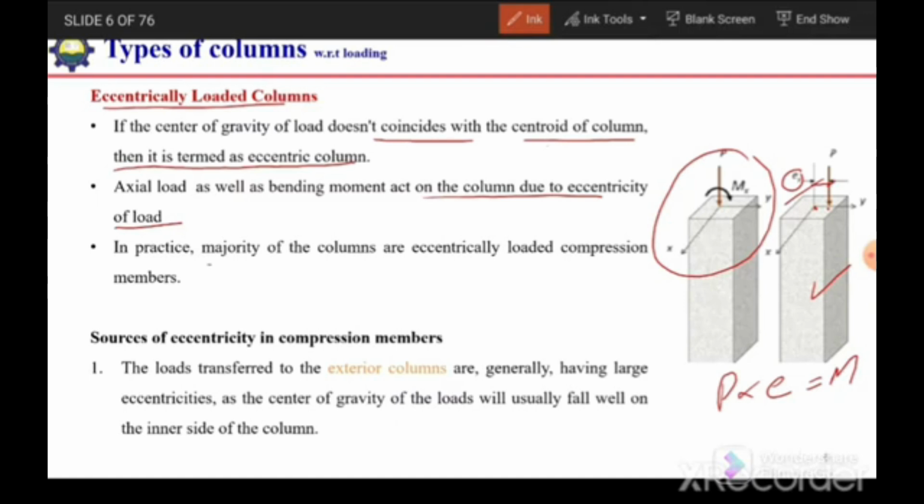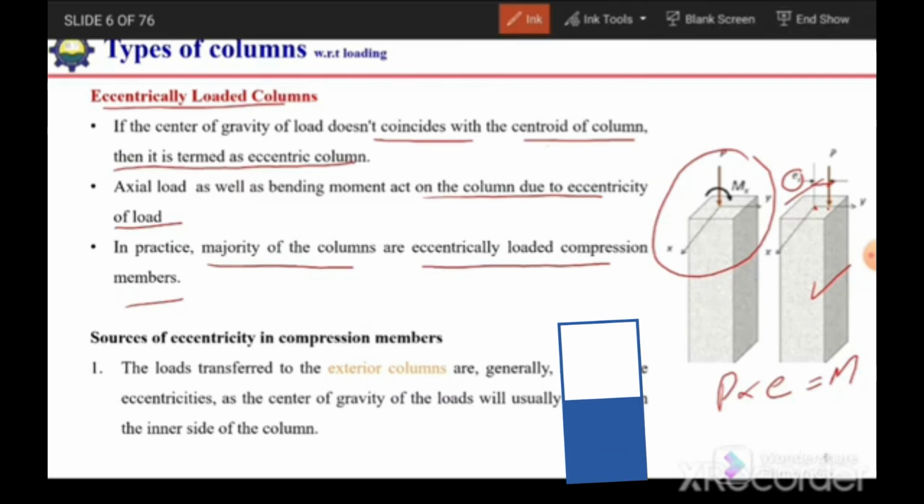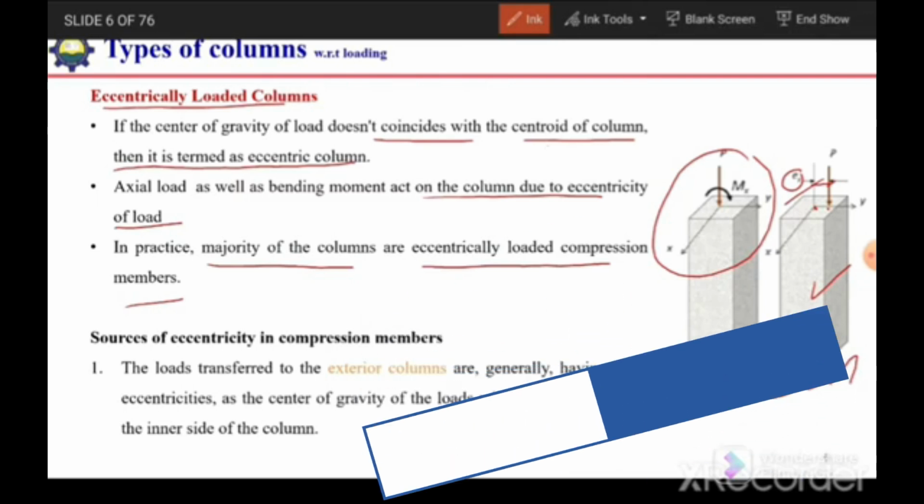So in practice the majority of the columns are eccentrically loaded compression members. So mostly the columns are eccentrically loaded columns. The eccentricity may be small or large, but the eccentricity exists, or we can say eccentricity always exists in the columns.